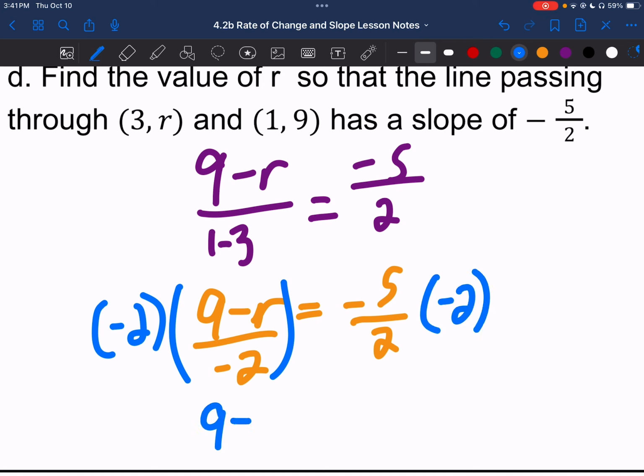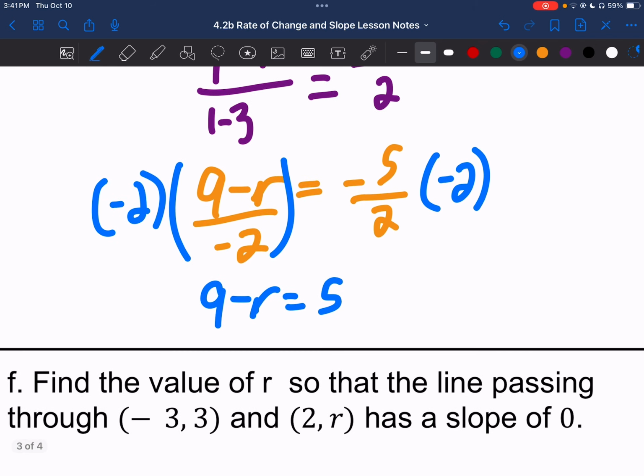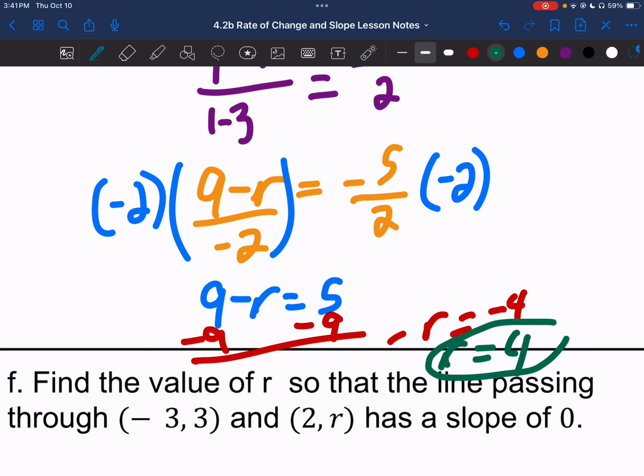And we get 9 minus r on the left. And negative times negative, so that cancels out. 5 times 2 divided by 2 is going to be 5. We subtract 9 from both sides, and we get negative r is equal to negative 4. And we divide by negative 1, and r is going to be equal to positive 4. So the work got a little smushed in there, but the point gets across.